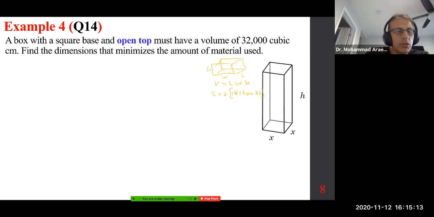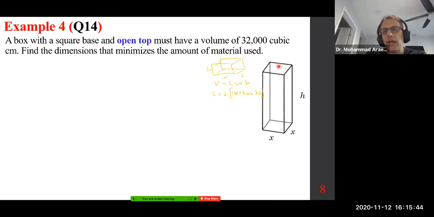Now the same thing works out here if we don't pay attention to the open top for now. The base is x squared, there are 2 of them. The wall is h times x, and they're all identical, there are 4 of them. So it would be 2x squared plus 4hx. However, since it says open, then we have only one of those. That means 1x squared, not 2x squared. That's all, okay?